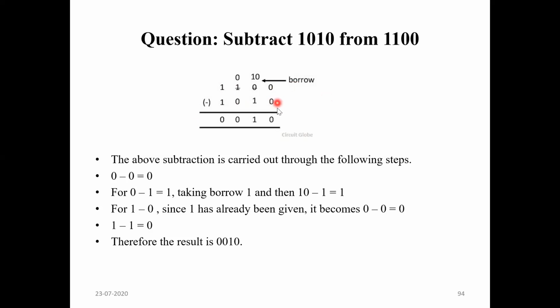So 0 minus 0 is 0. Now next one is 0 minus 1. I cannot subtract 1 from 0, so I make it 10 and I borrow from here. So this one becomes 0, like how we do in school. So 10 minus 1 is 1. 0 minus 0 is 0, and again 1 minus 1 is 0. This is how we do it.